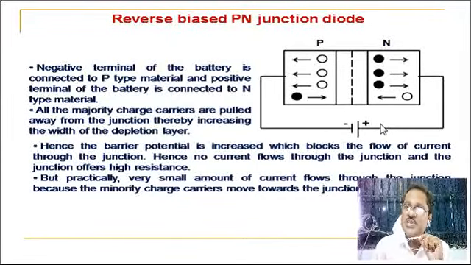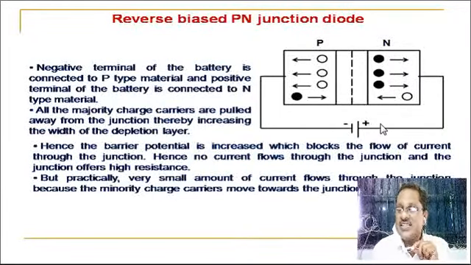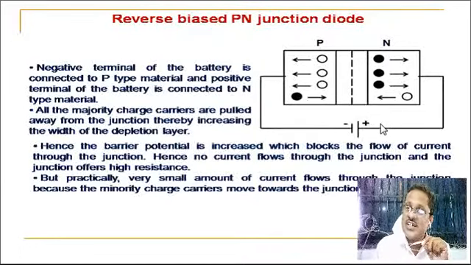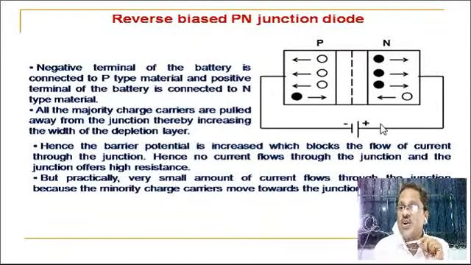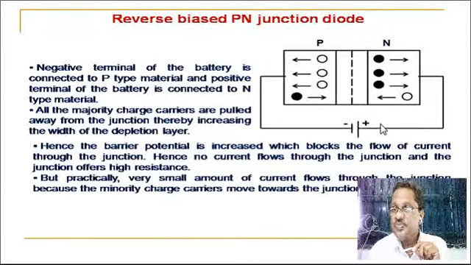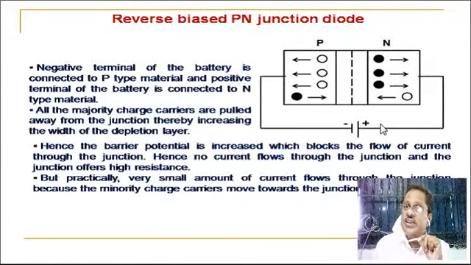During the reverse bias condition, as there is no current flowing through the junction, the junction offers a high resistance. During forward bias the junction offers low resistance, but during reverse bias the junction offers a high resistance, because no current is flowing through it: all the majority charge carriers are attracted away towards the terminals of the battery.